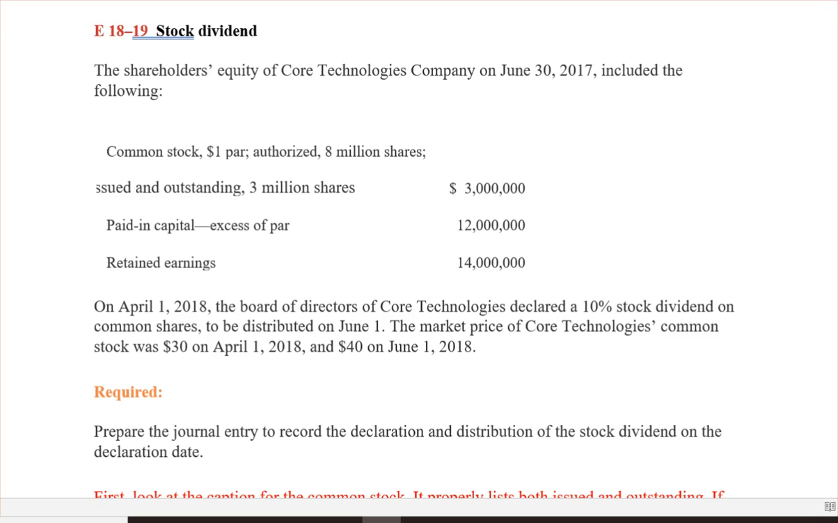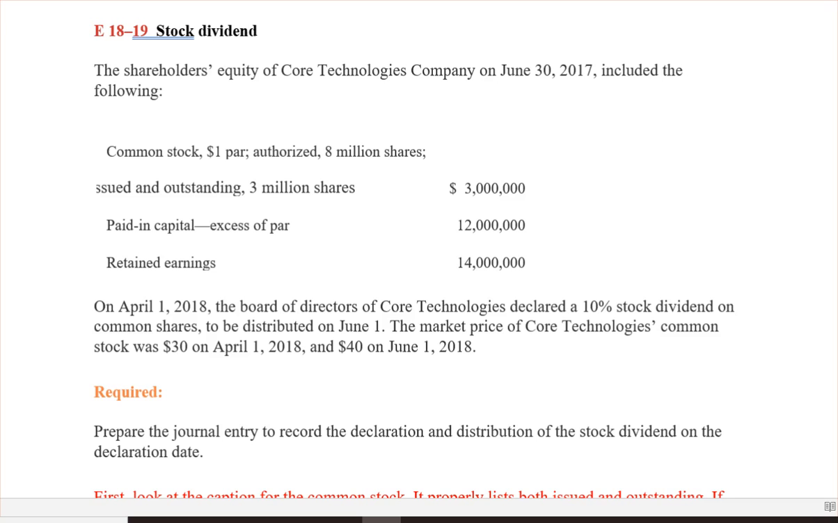This supposedly is the whole thing. There's no treasury stock. There's no other paid-in capital accounts. This is everything for this company. And on June 30th of 2017, it looks like this. And then on April 1st of 2018, they are going to declare a 10% stock dividend, and it will be distributed on June 1st. So I said that important dates with all these dividends are the declaration date and the distribution date, and those are the two dates when you do journal entries.